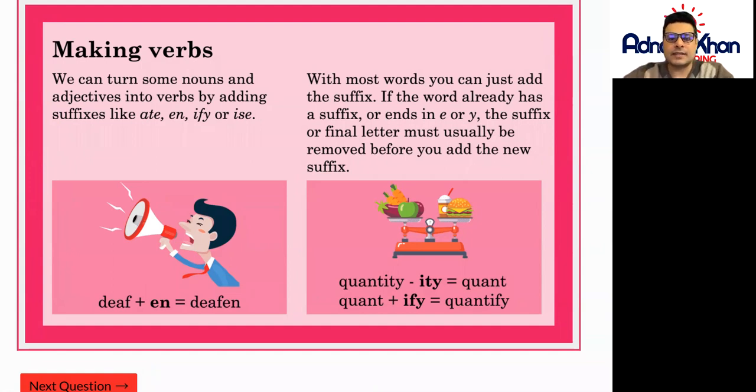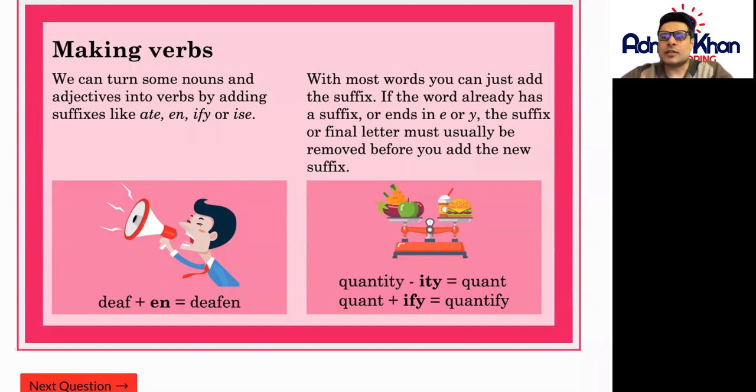So you can see the first example there. We've got a word, which is deaf. And if you add the suffix, which is the second part of the word, en, at the end, the word becomes deafen. Deafen means something is very loud and is hurting your ears.